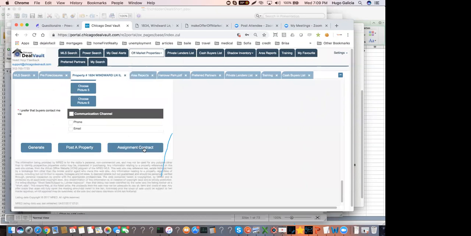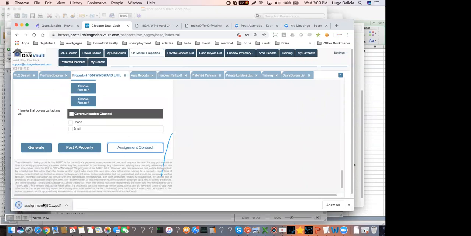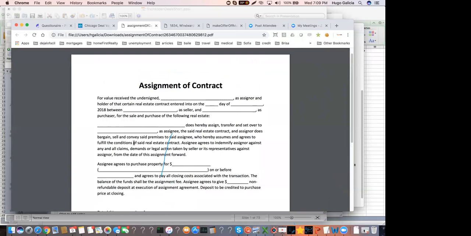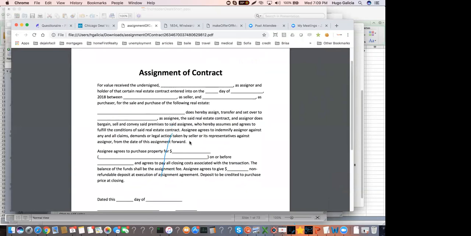And then when you click on assignment contract, we give you the one-page contract that you need to use to do the wholesale. This is where you specify the wholesale fee that you want to make when you reassign the contract. So the answer is yes, you can wholesale a foreclosed property that you have on the contract.